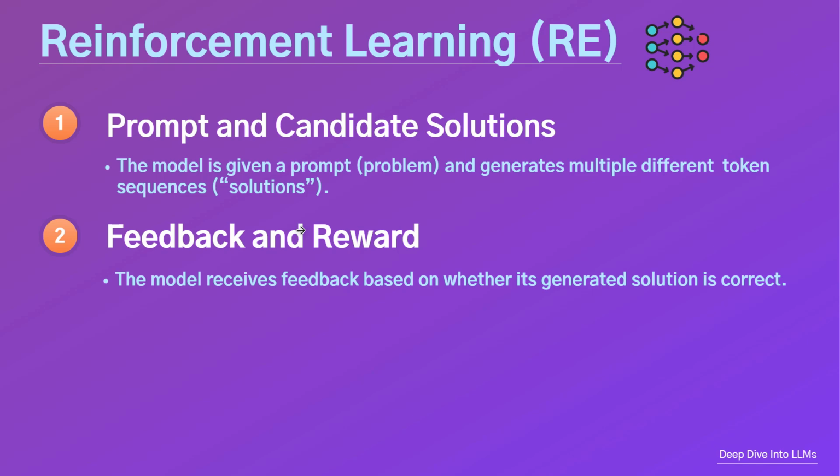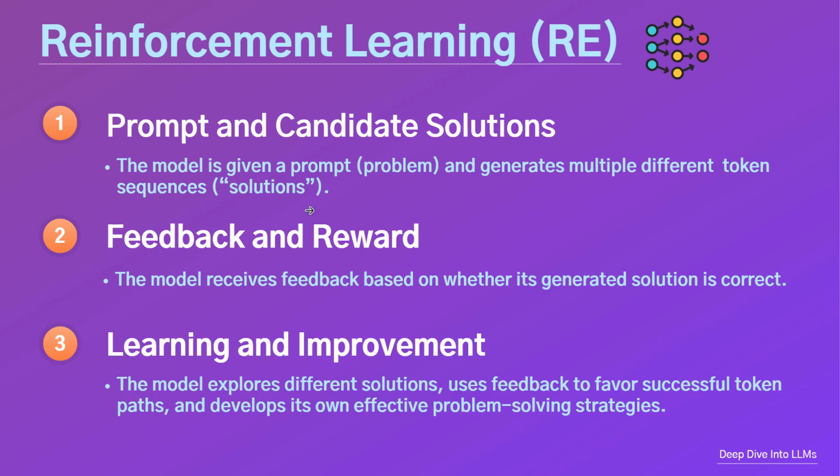The next step is feedback and reward. Unlike SFT, supervised fine-tuning, where the model learns from expert-provided solutions, in reinforcement learning the model receives feedback based on whether its generated solution is correct, achieves the final answer, or is desirable according to certain criteria. For verifiable domains, like math problems, where the answer is concrete, for example 10, the model can be automatically assessed. Solutions that lead to the correct answer are rewarded or encouraged.